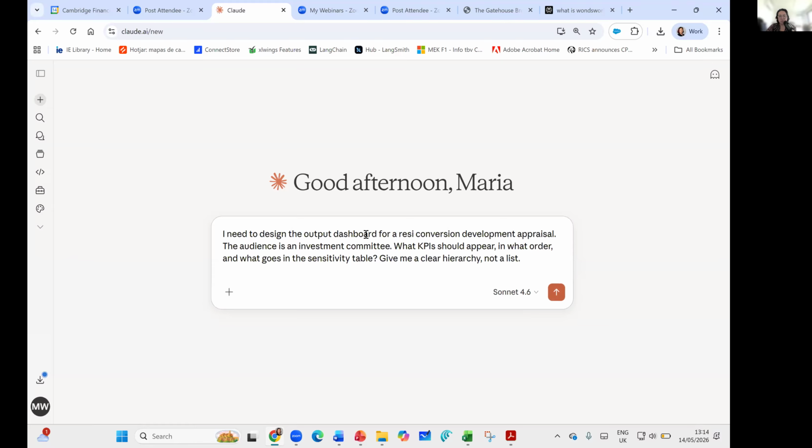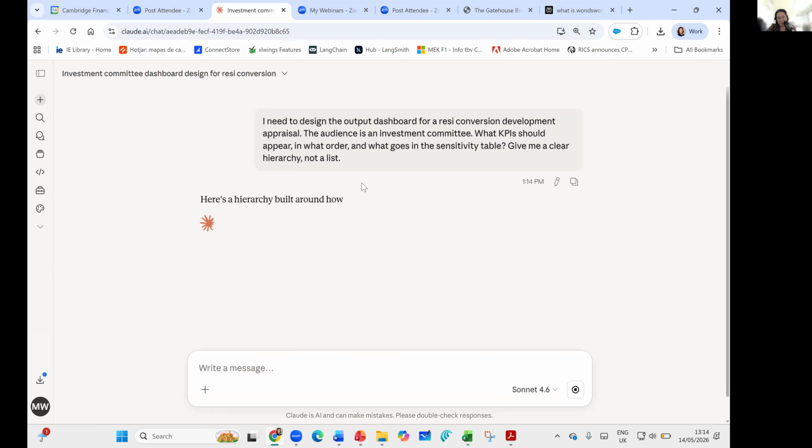I need to design the output dashboard for resi conversion development approach. The audience is an investment committee. What KPI should appear, in what order, and what goes into the sensitivity table? Give me a clear hierarchy, not a list. Okay, so you can just start from a new chat here.